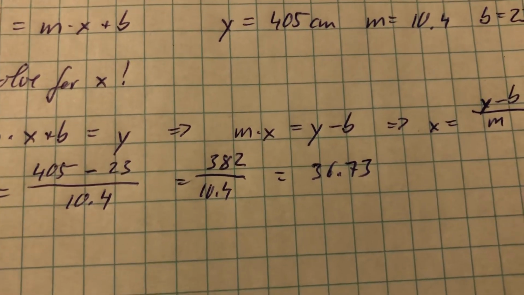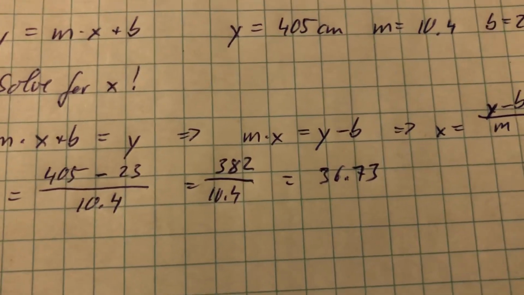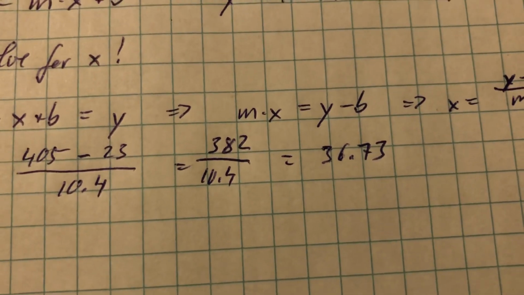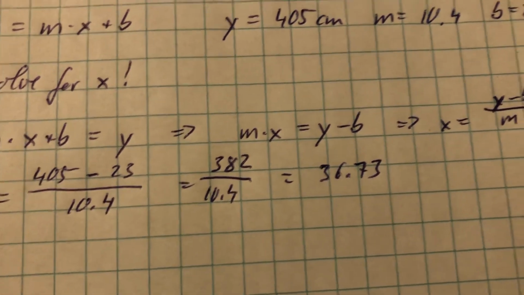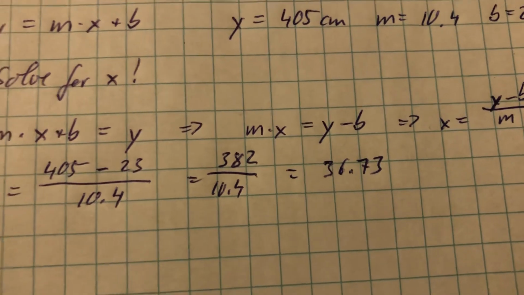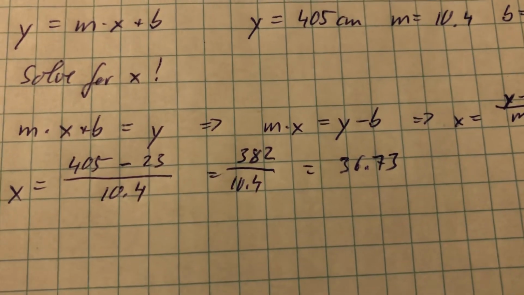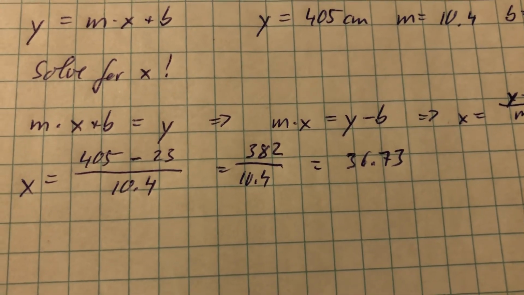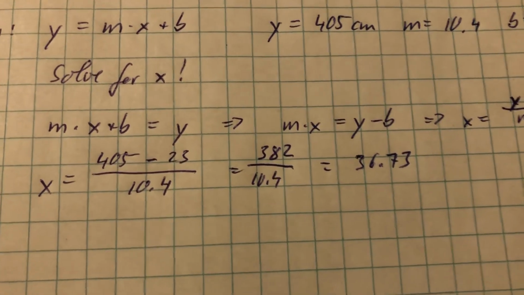Now, since we don't have 0.73 rubber bands, we only have whole rubber bands. Should we use 36 or should we use 37? If we use 37 rubber bands, then the Barbie would go more than the 405 centimeters, and she would painfully bump her head, so we don't want that. So that means we're always going to round down to 36 rubber bands, and that should keep her safe, but give her a thrilling bungee jump.